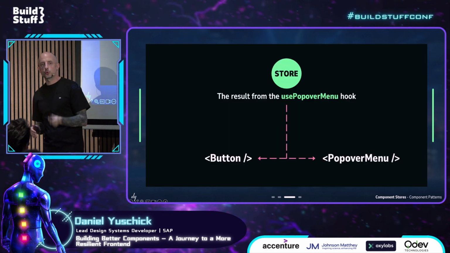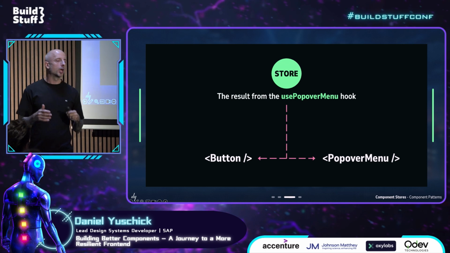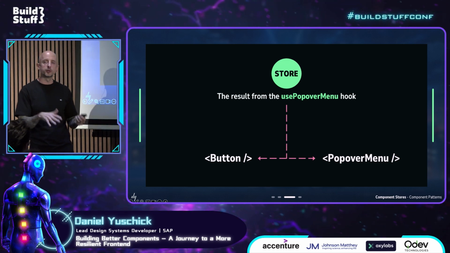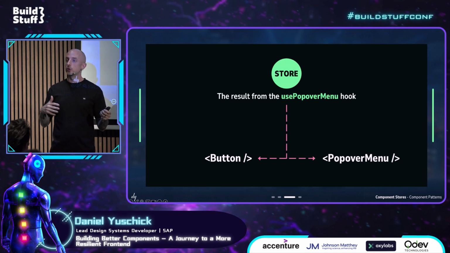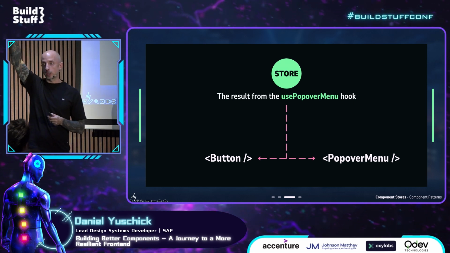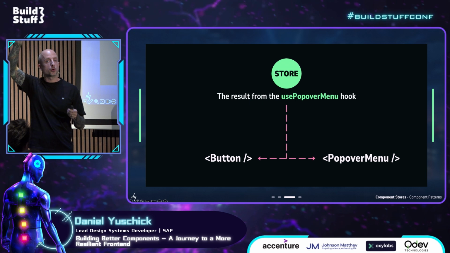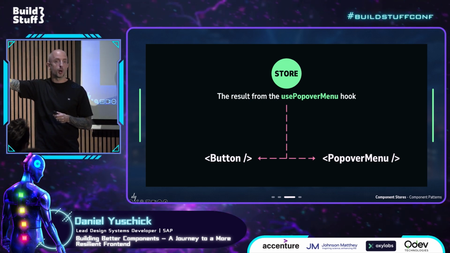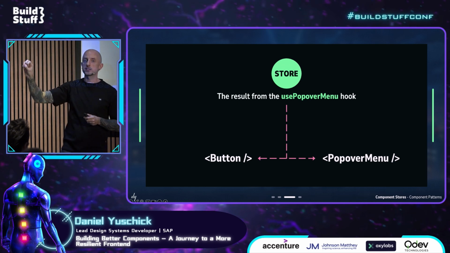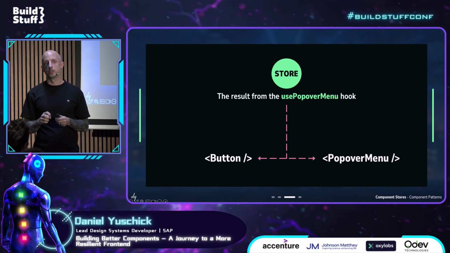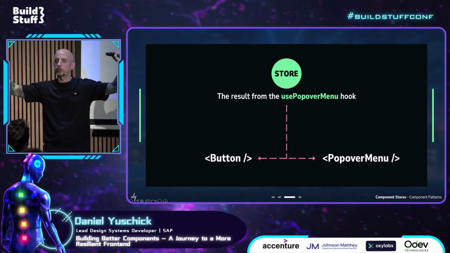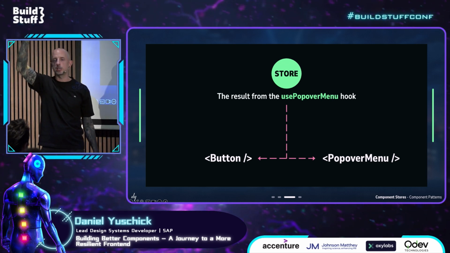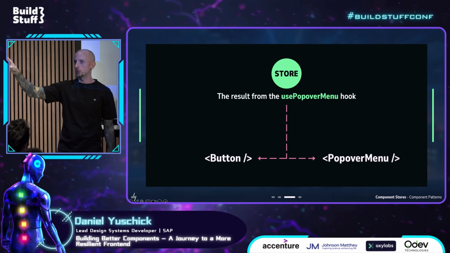But with the component store approach, we're able to use a hook in React. In this case, we're going to call this hook usePopoverMenu. And from this hook, we're going to return a store object. Now that store object, we're able to pass to the button that will trigger the popover menu. And we're able to pass that same store to the popover menu itself. So even though we have two components, they're all using the same store object. So we're able to keep those two places in the UI and in our code in sync.